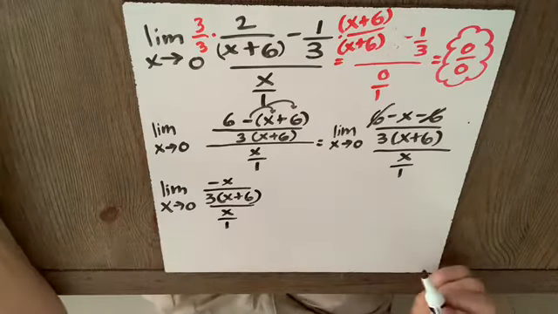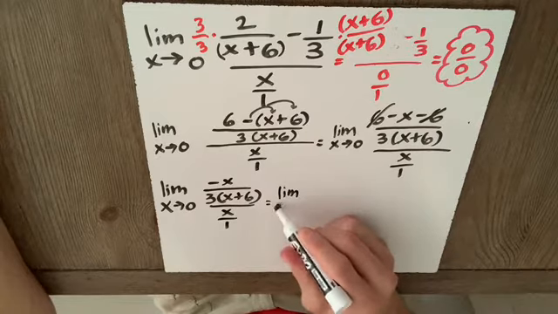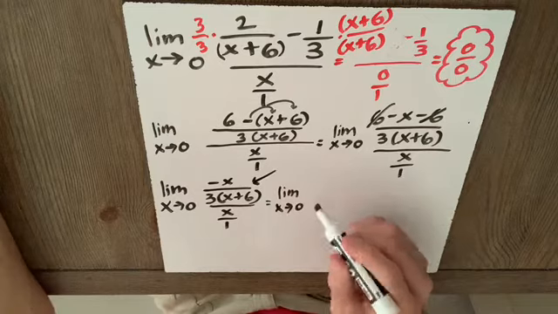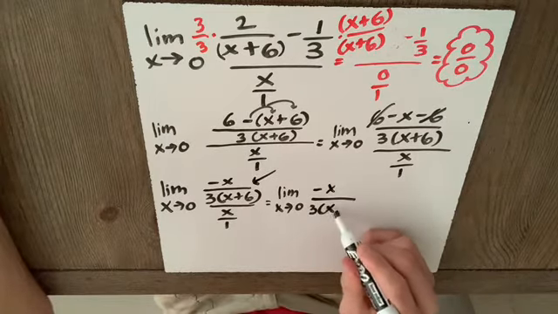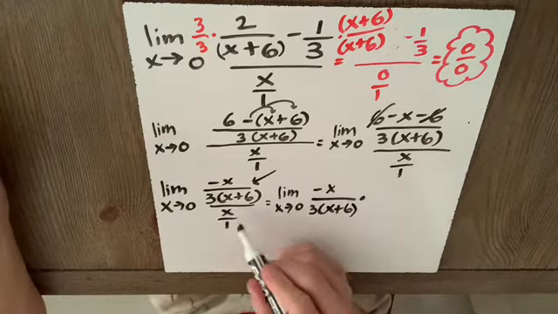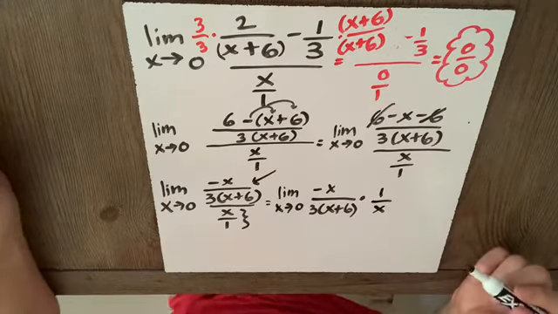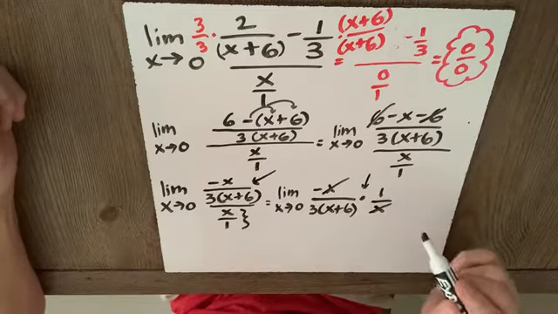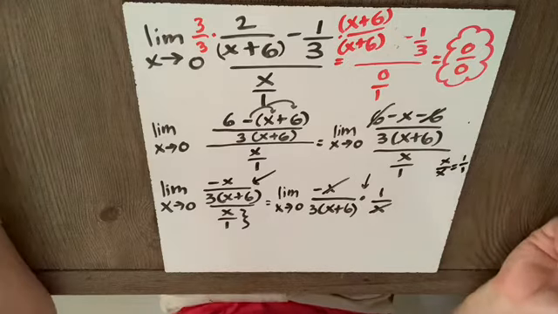And now I'm going to use my keep, change, flip. This is limit x approaches 0. I'm keeping this numerator, -x over 3 times x plus 6. I'm changing division to multiplication, and I'm flipping this 1 over x. Notice, because this is multiplication here, we can cancel these. But if I do x over x, that's 1 over 1, or simply 1.